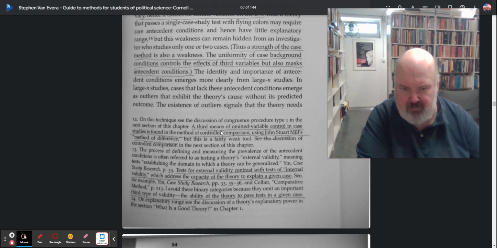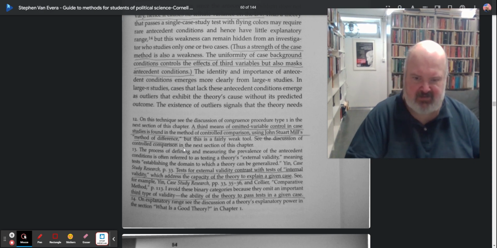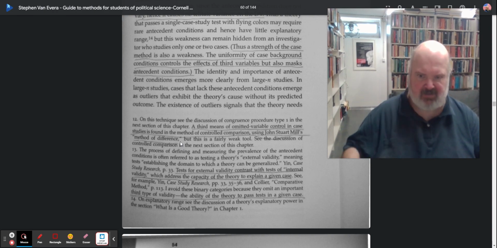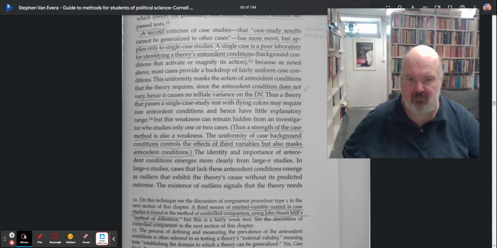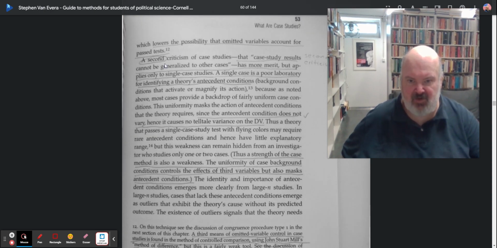A third means of omitted variable control in case studies is found in methods of controlled comparison using John Stuart Mill's method of difference. But this is a fairly weak tool. See the discussion of controlled comparisons in the next section of the chapter. So he's going to be doing that next, right? So therefore, this is how we address it.